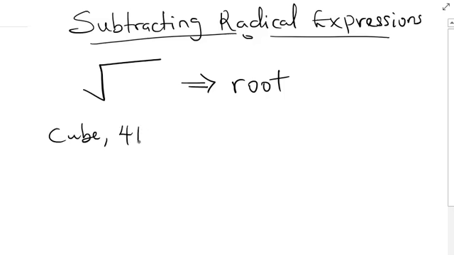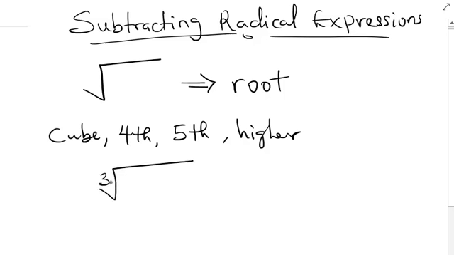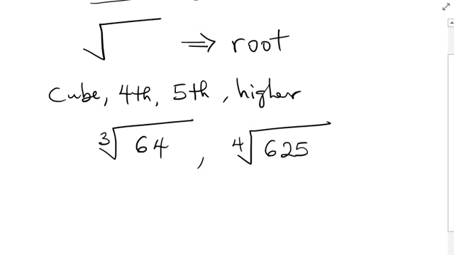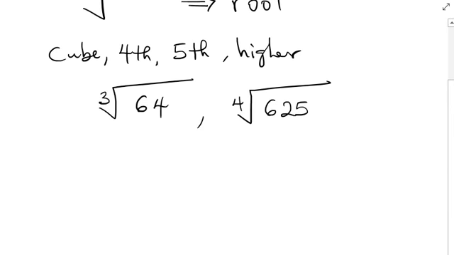It can be the fourth root, fifth root, or even higher, depending on the superscript in front of the radical symbol. So if we have 3 here, then that's the cube root. So yeah, we can say cube root of 64, or you can say fourth root of 625, depending on whatever they are asking you. And in our case today, we'll be subtracting two radicals.